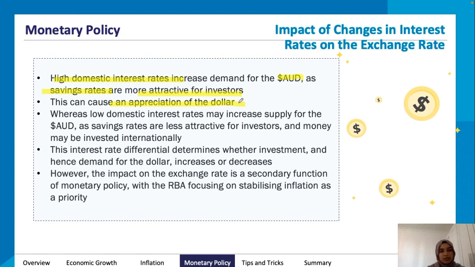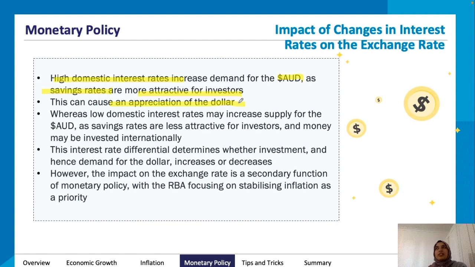Whereas low domestic interest rates may increase supply for the Australian dollar, as savings rates are less attractive for investors, and money may be invested internationally. If I'm getting a very low return here, I may just decide to invest my money in another country that has a higher rate so I can get a higher return, is essentially what this is trying to say. Right? So this interest rate differential determines whether investment happens in Australia, whether investment increases, whether it decreases.